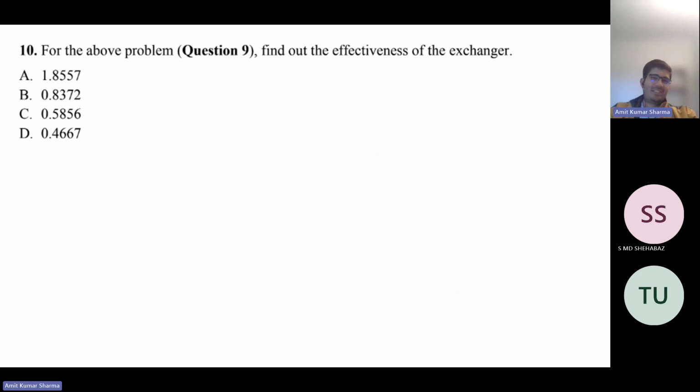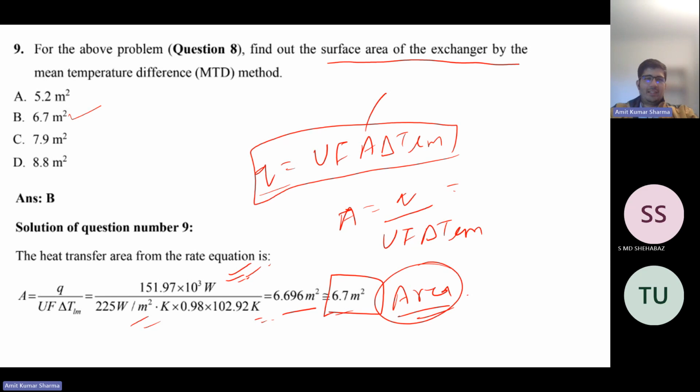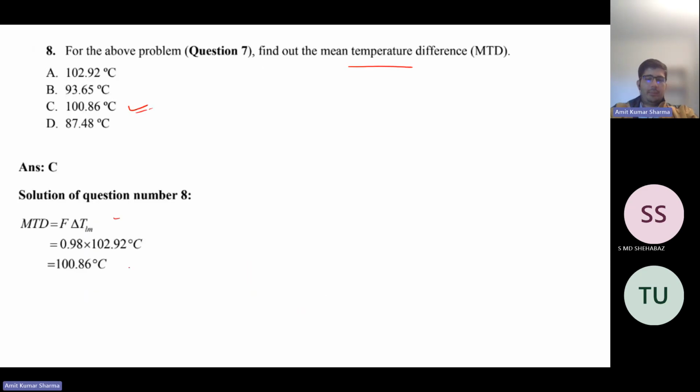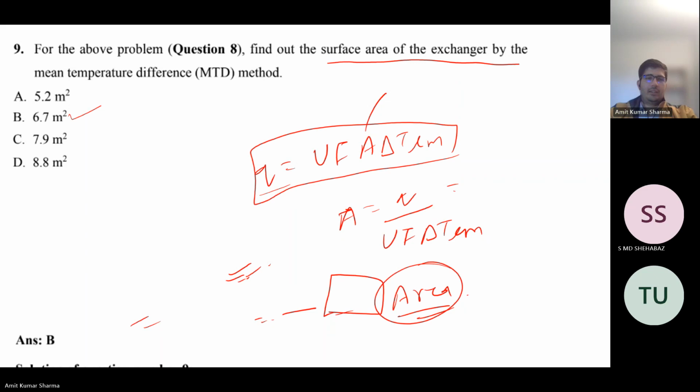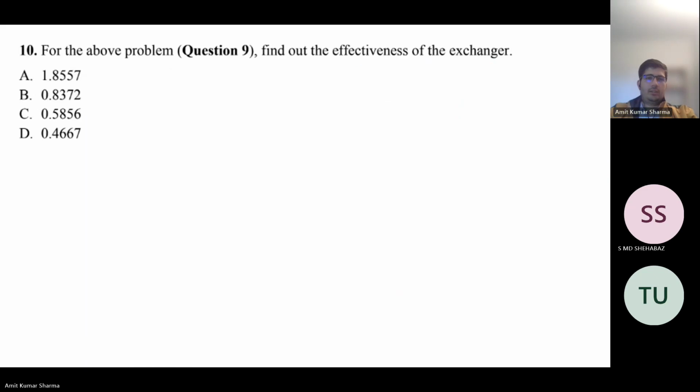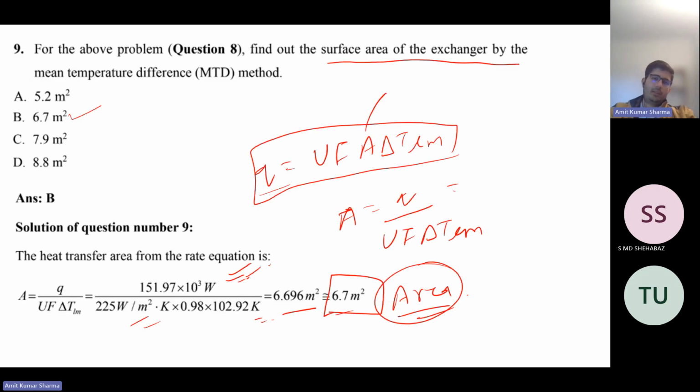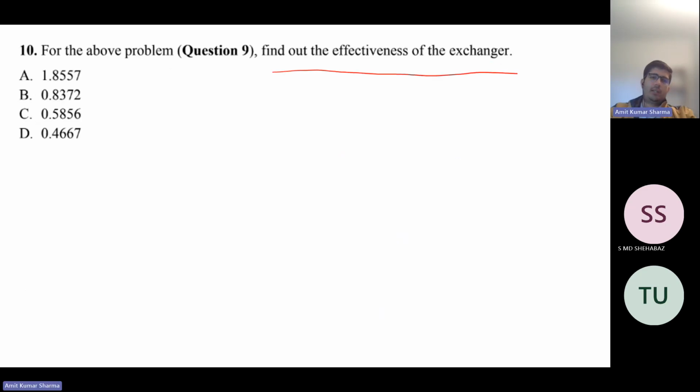So now again, this question is also linked to the previous question. Now you know the LMTD, you know the MTD, you know the area. Now calculate the effectiveness of the heat exchanger. You can see these questions are very linked actually. So you have to understand every question very carefully, because the next one may be linked to one previous question. I think you have the previous data. Now just take this data: 6.7 meter square is the area, and try to calculate the effectiveness. Take 2-3 minutes.